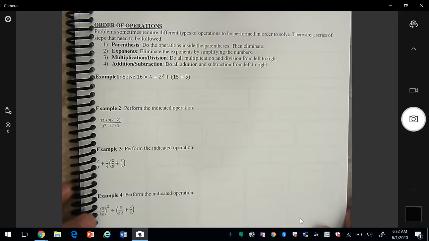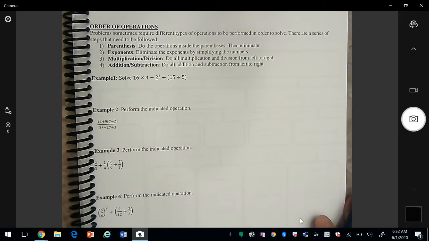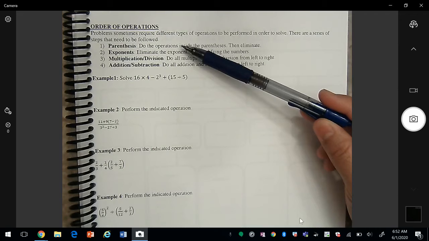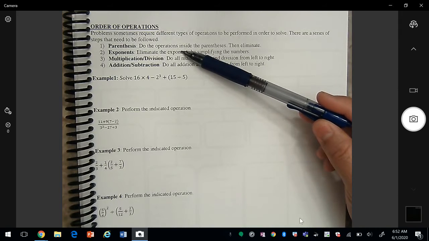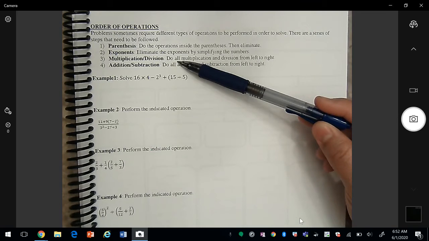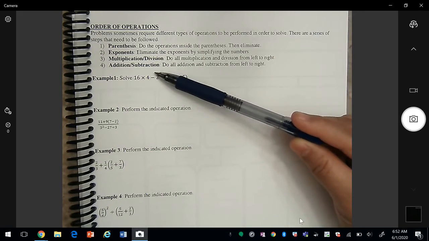topic is order of operations. Whenever we have multiple operations, this is the order that we want to follow. First you want to do the parentheses, then exponents, then multiplication and division. Whatever comes first from left to right, that's what you would do first. So we would do multiplication if that's what you see first coming left to right. Then we do addition and subtraction.